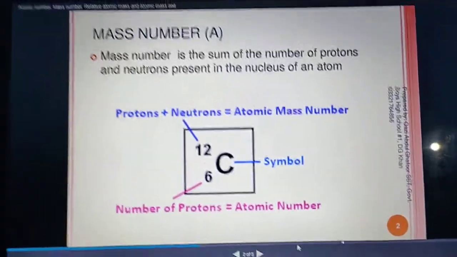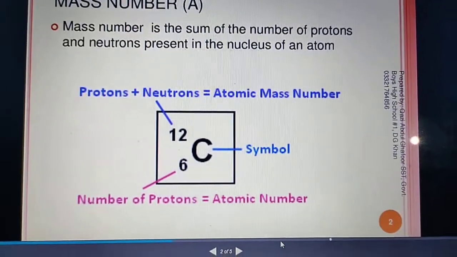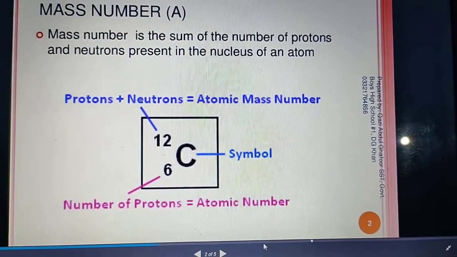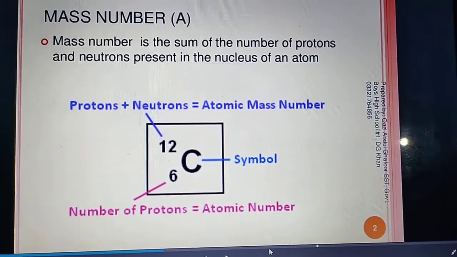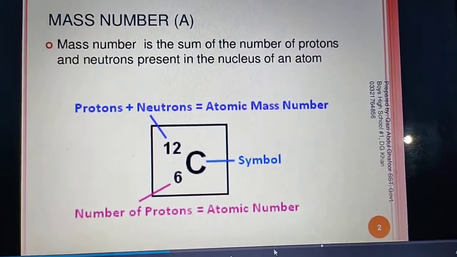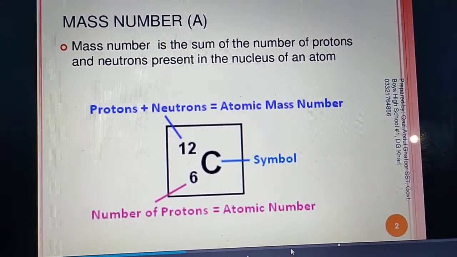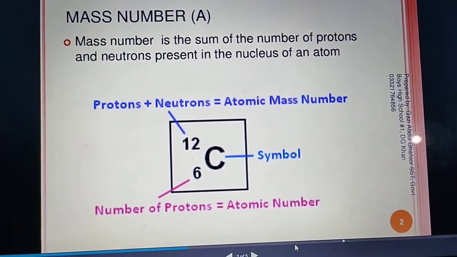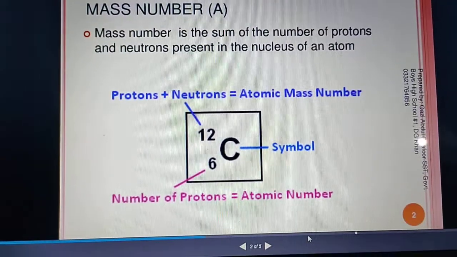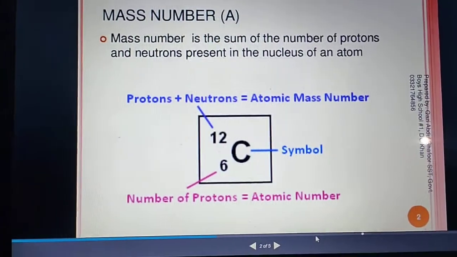Now you see mass number. Mass number is nothing but the sum of the number of protons and neutrons present in the nucleus of an atom. We denote mass number by the symbol A, capital A. Now you can write A is equal to P plus N, that is, number of protons plus number of neutrons is equal to the mass number. Okay, not atomic mass, it's a mass number.